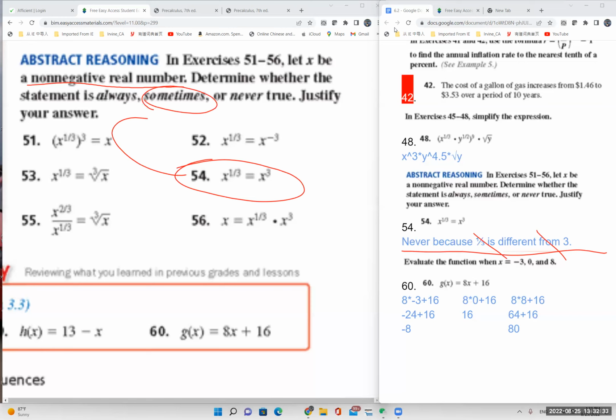Sometimes. Then let me circle here. Sometimes means when x equals 0 or 1. If x is 0, it's also true, right? So here I write sometimes. Right? Then the final problem.